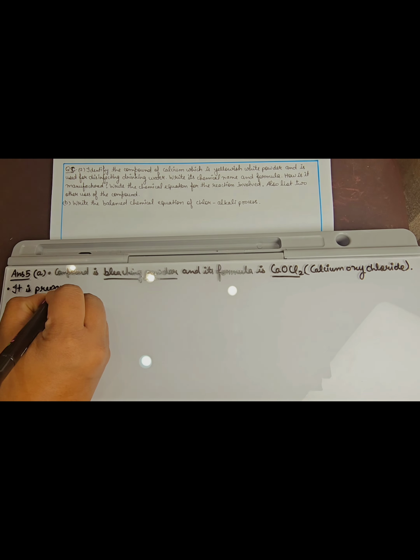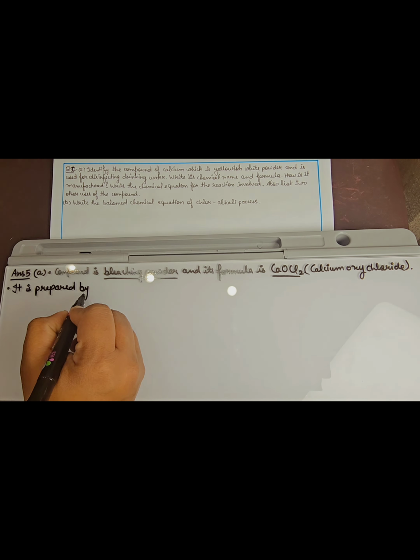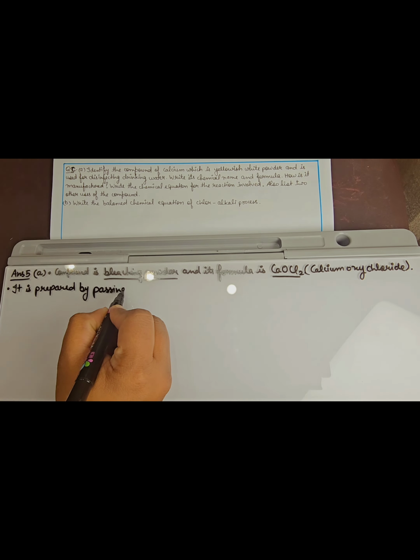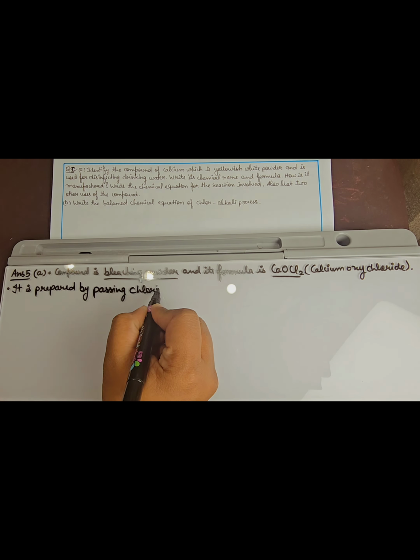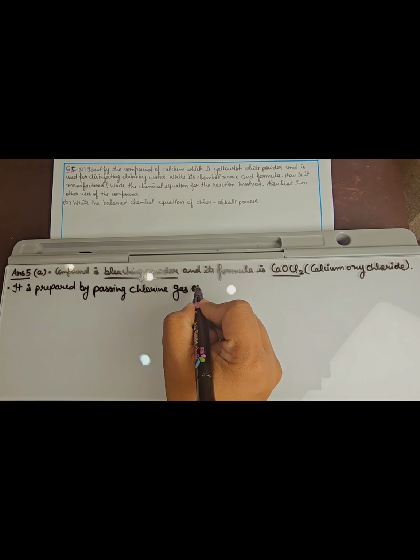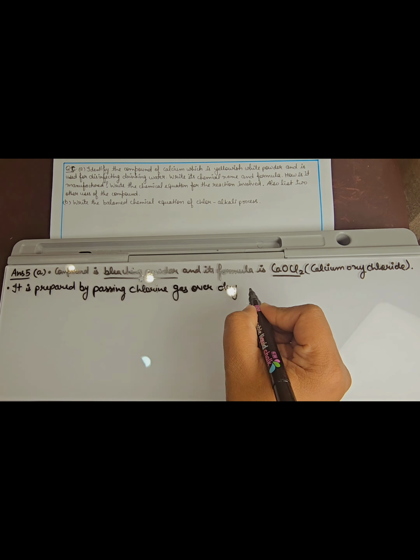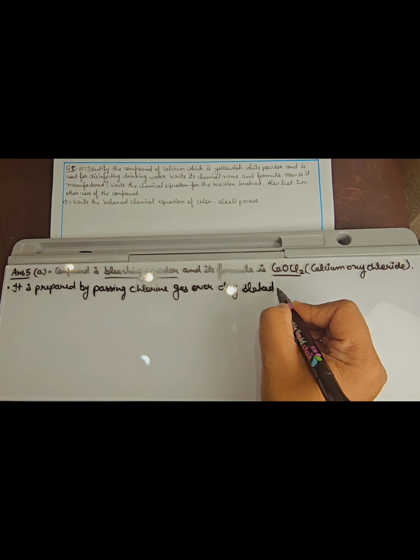Second part is, how is it manufactured? Now how do you make bleaching powder? So we prepare bleaching powder by passing chlorine gas over dry slaked lime. So you will write, it is prepared by passing chlorine gas over dry slaked lime. This is the condition of the reaction, that this reaction will take place in dry conditions only.